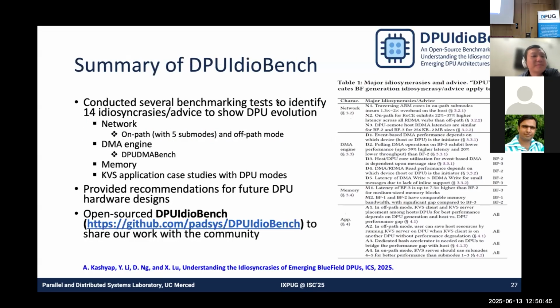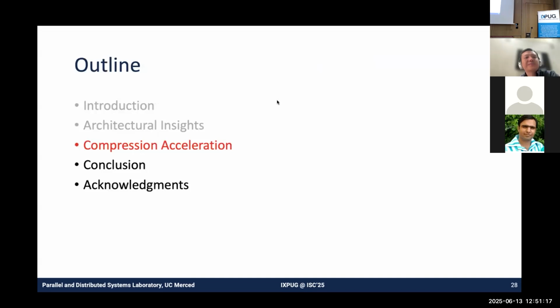Okay. So overall, we summarize 14 valuable pieces of advice for DPUs to show the DPU evolution over the years from the network, DMA engine, memory, as well as application perspective. So hopefully these things can help future DPU hardware designs. And we open source our benchmark so that everybody, if you want to learn how to use these things, our benchmark provides very simple examples to help you understand the DPU architecture deeply.